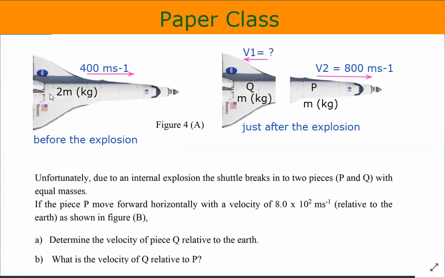Figure 1 shows the situation before the explosion. Figure 2 shows the situation just after the explosion. I have marked the velocities after the explosion as V1 and V2. V2 is given as 800 meters per second. P and Q were marked on the original figure. I have taken the mass of one piece as m and the mass of the other piece as m. So m plus m is 2m. Therefore, the total mass of the rocket is 2m kilograms.